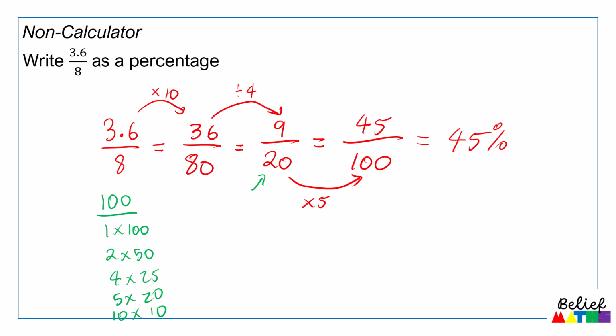So if the bottom number is 50, you just double it. If the bottom number is 25, you times it by 4. Bottom number is 20, times it by 5. Or the bottom number is 10, just times it by 10. So you're always trying to get it to one of those factors of 100. But in particular, I recommend that you try and get it to one of these factors on the right-hand side. Okay, 10, 20, 25, 50, or 100. And then the corresponding number on the left-hand side is just what you multiply by. So it's quite useful to know the factors of 100.